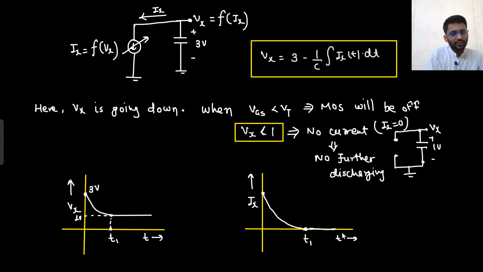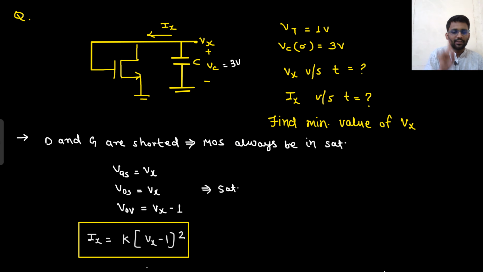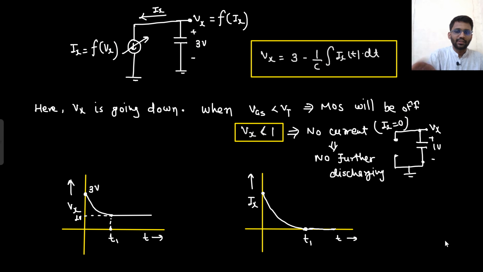In the examination, most of the time they will just ask you one simple question: what will be the minimum value of Vx? Then they will frame 4 options: 1, 0, -1, 2 volt. So the answer would be 1 volt. Why so? Because till 1 volt it will discharge. That's it. Understood? So this is the waveform.